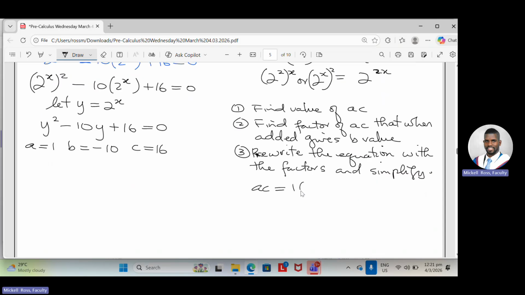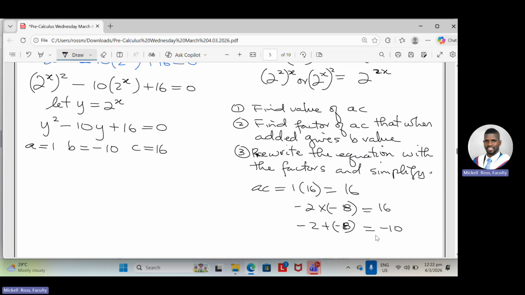AC is going to be equal to 1 times 16, which is going to give us 16. We need two numbers that, when we multiply them, we get 16, but when we add them, we get negative 10. Negative 2 times a negative 8: a negative times a negative is positive 16, but negative 2 plus a negative 8 will give you a negative 10.